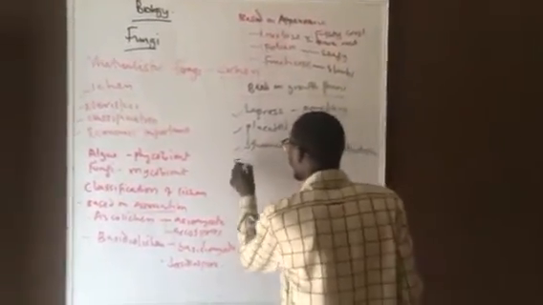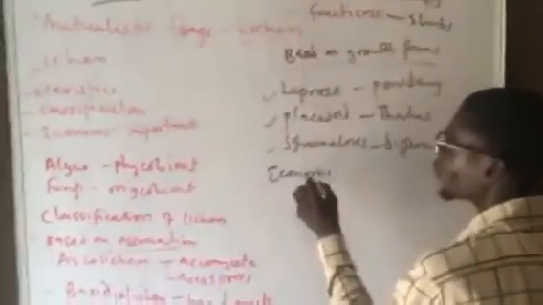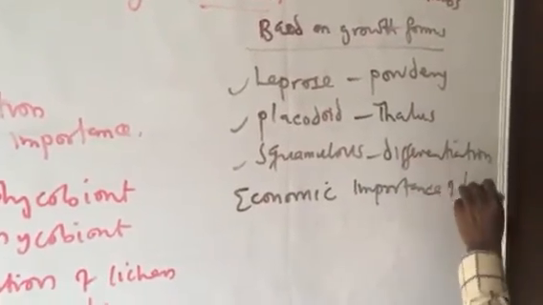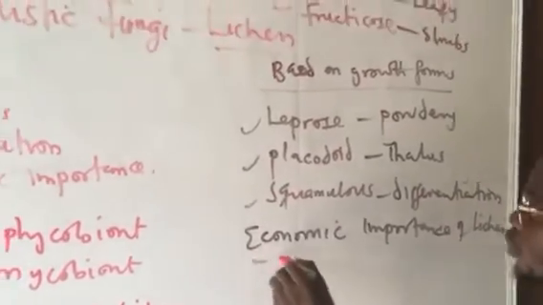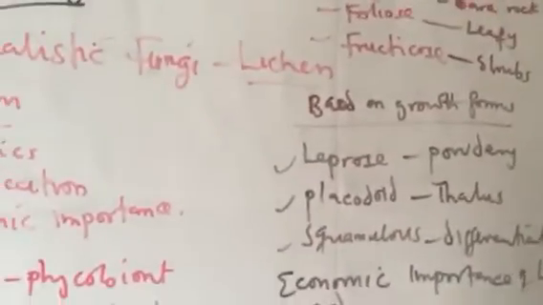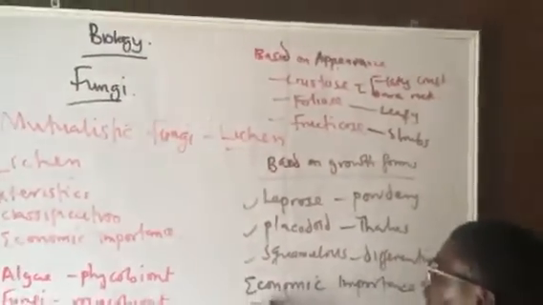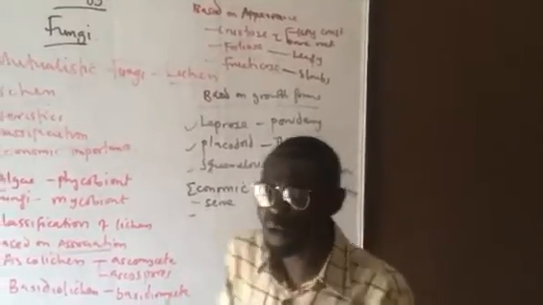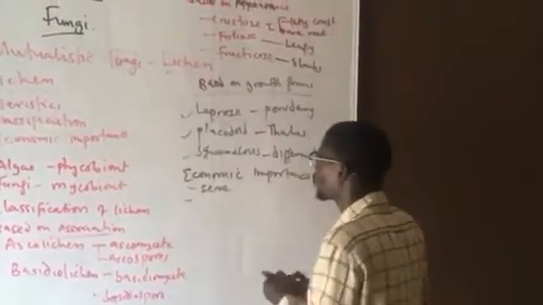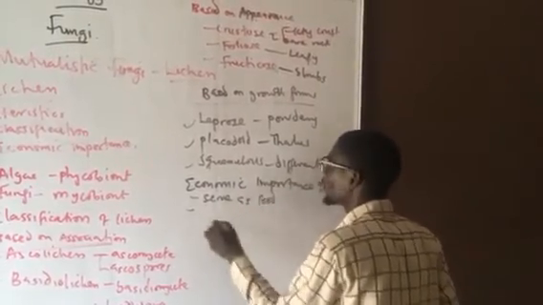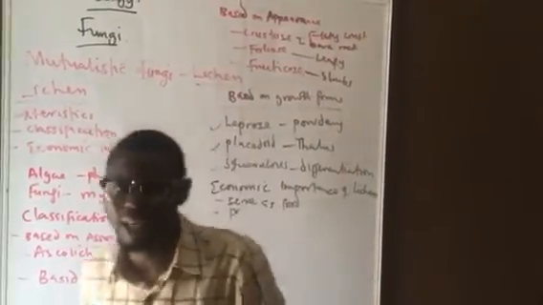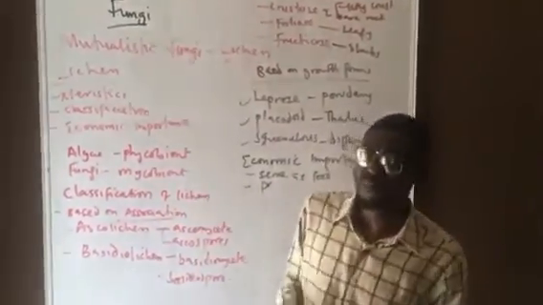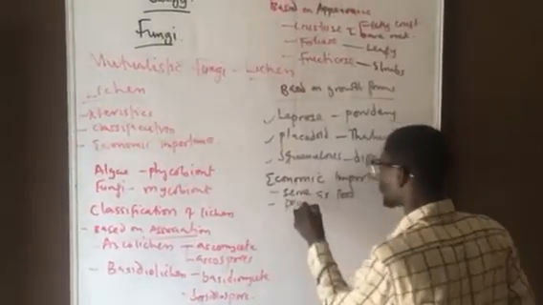So what is the economic importance of lichen? One, lichen can serve as food. They serve as food for some organisms. They can also be found on barren rocky surfaces. They are primary colonizers in ecological succession. They colonize habitats where life is difficult, where survival is difficult. So they are primary colonizers in ecological succession.